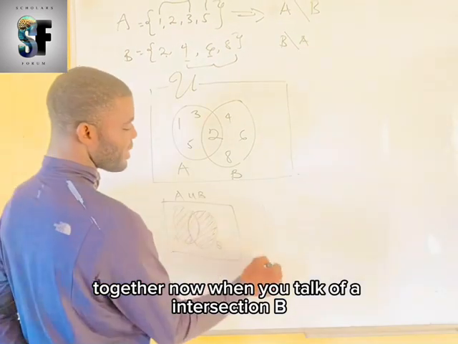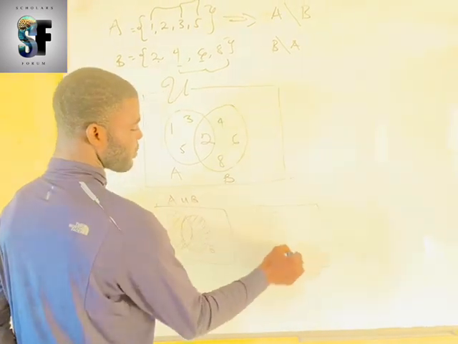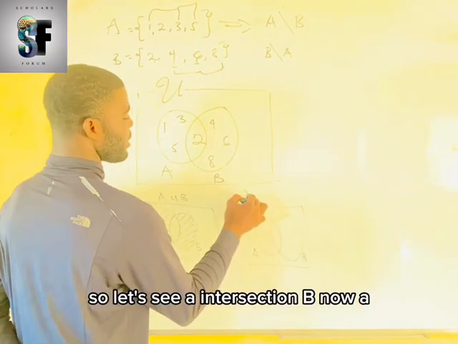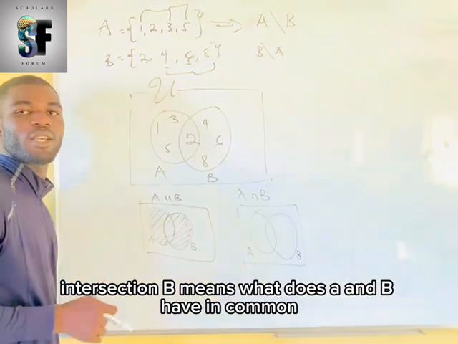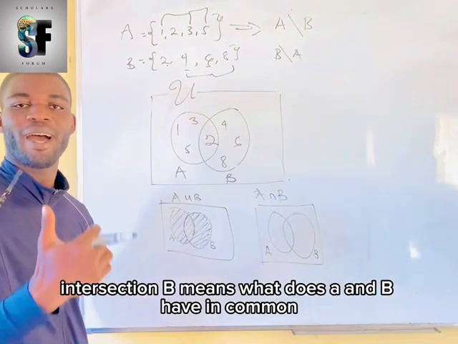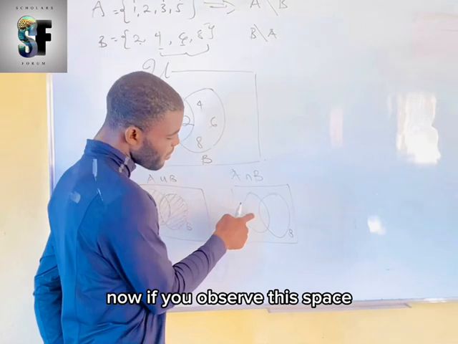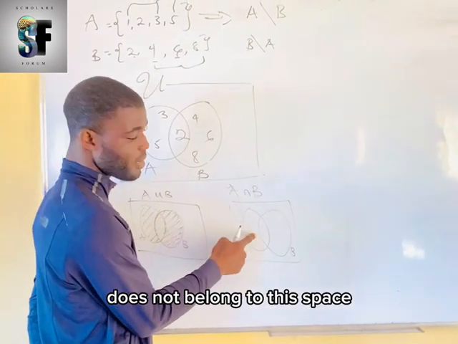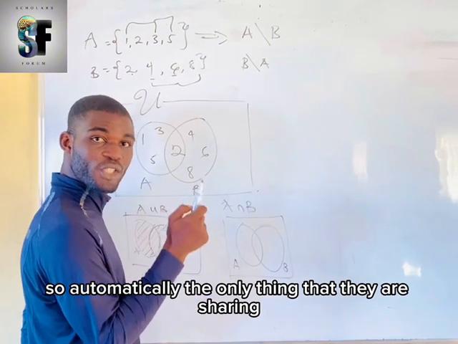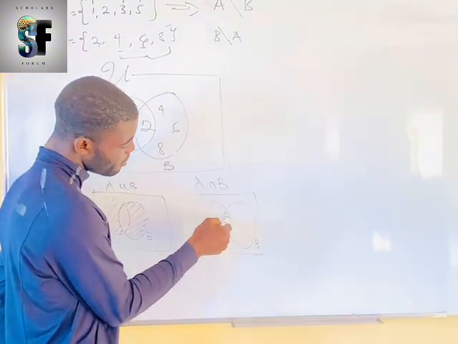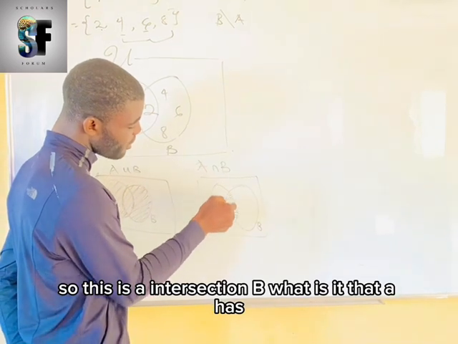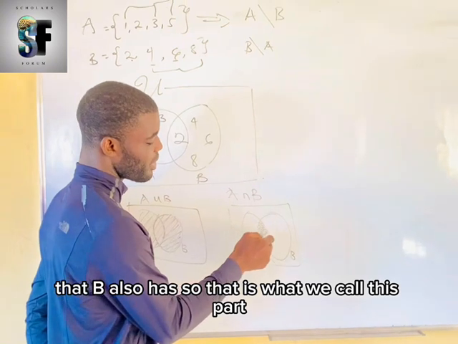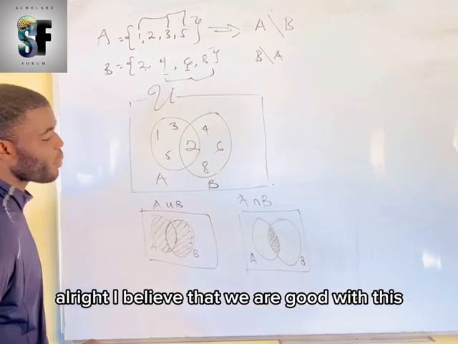Now, when you talk of A intersection B, let's see A intersection B. A intersection B means what does A and B have in common? If you observe, this space does not belong to this space, and this space does not belong to this space. So automatically, the only thing that they are sharing is this place. So this is A intersection B. What is it that A has that B also has? That is what we call this part. Alright, I believe that we are good with this.